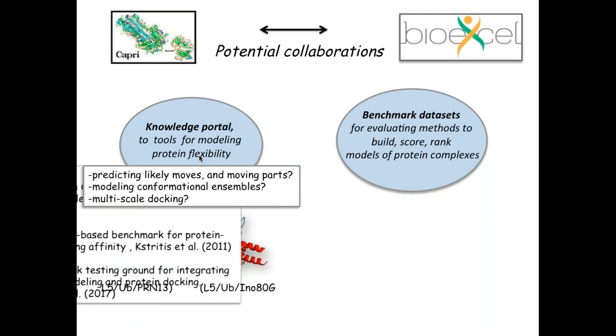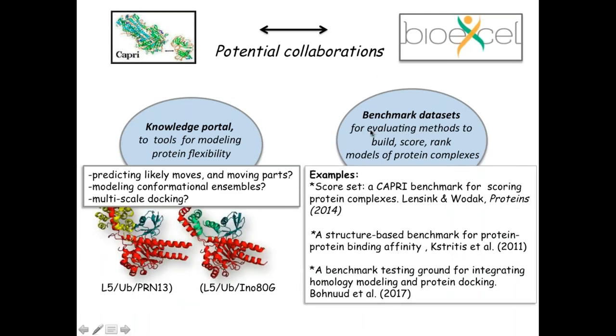But what we also need is benchmark data sets to evaluate methods for building, scoring, and ranking models of protein complexes. And we have some of those already. This is an effort that has been ongoing in CAPRI. For example, we have a score set, a CAPRI benchmark for scoring protein complexes, where you have a lot of decoys, a lot of incorrect models, spiked with correct models. You can use these types of data sets to improve your predictions and to see whether your prediction method is working correctly. Then you have a number of other very useful structure-based benchmarks: one for protein-protein binding affinities, and a benchmark for testing grounds for integrating homology modeling and protein docking. But we probably need much more than that.